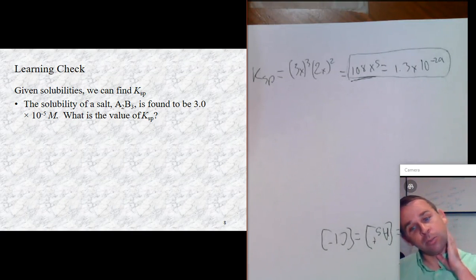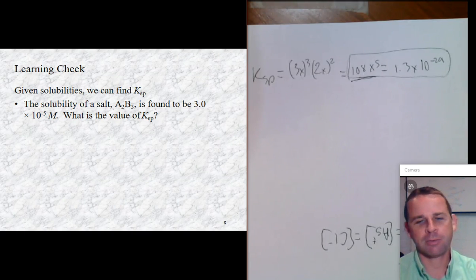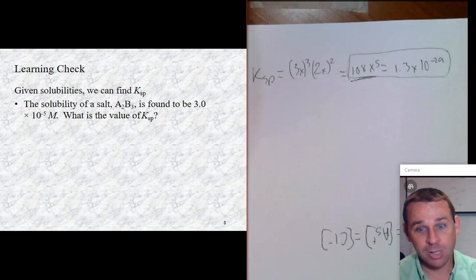Another scenario here where we're asked to find the KSP. We have to find the KSP given the molar solubility of 3 times 10 to the minus 5. Now, remember, the molar solubility is the X. It's not the concentrations, but it's the X. So, let's see if you can do this one. This is an 80-second problem. 80 seconds. Go.